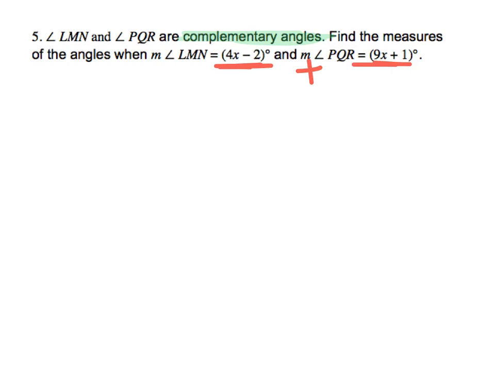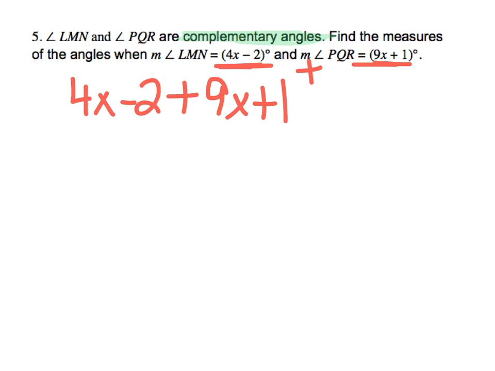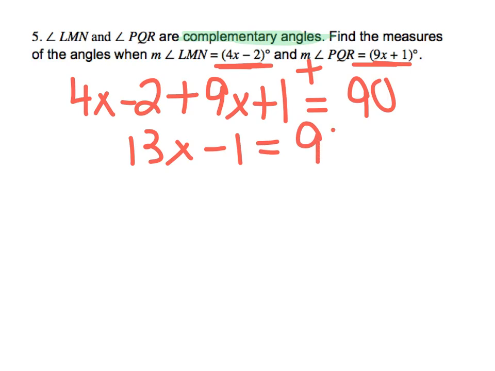So to write my equation, I would say 4x minus 2 plus 9x plus 1. And again, that is using the angle addition postulate that you learned about yesterday. They add together to equal 90 degrees. You can take a minute and solve for x here. We get 13x minus 1 equals 90. If we add 1 to both sides, we get 13x equals 91.